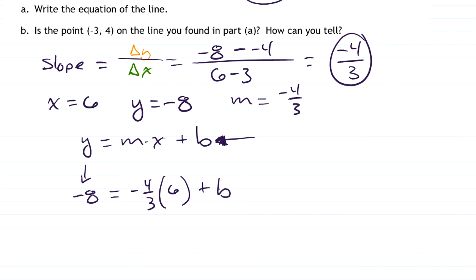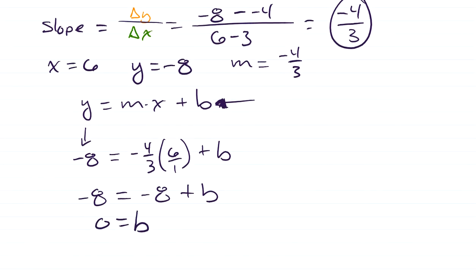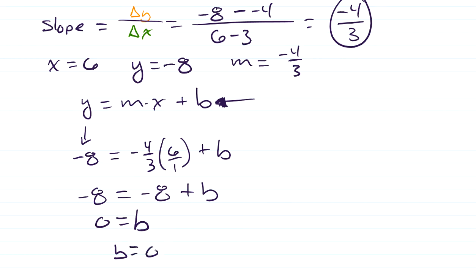On the right-hand side, when I multiply -4 times 6, that gives me -24. And -24 divided by 3 is -8. So this equation becomes -8 equals -8 plus b. If I add 8 to both sides of this, it means that b, my y-intercept, is 0. The line is going right through the origin.